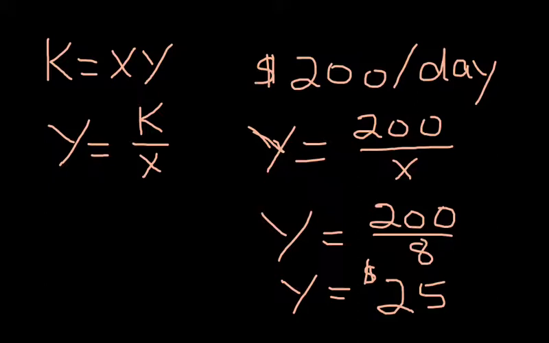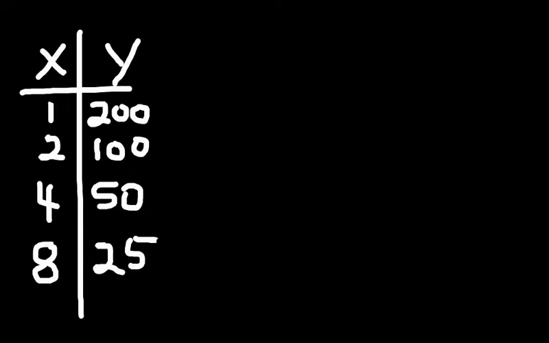So now let's look at a table involving these values. This is a table representing that same information. One person renting the condominium would be $200 a day. 2 people would cost $100 each, and 4 would be $50. 8, as we computed a minute ago, would be $25. Each of these amounts would continue on down as we got more and more people into our condominium.